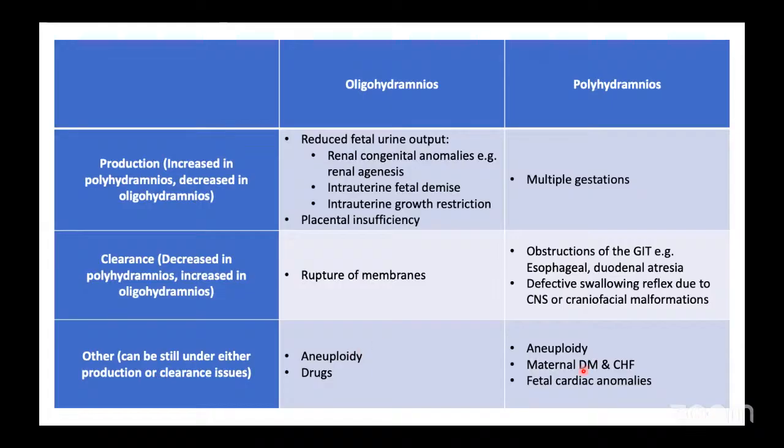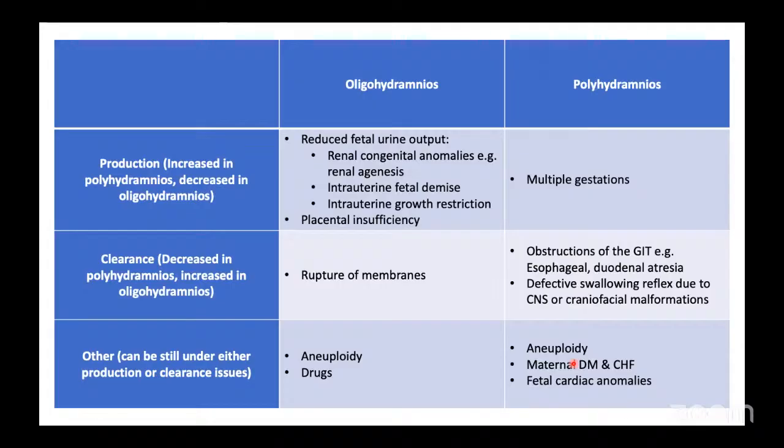Other causes can either cause production or clearance problems, and they're listed here. So both of them will have aneuploidy. Drugs will also be there in both of them, depending on which ones are involved. Polyhydramnios, you have maternal diabetes, which can lead to increased production, and congestive heart failure, which can reduce clearance, and then fetal cardiac anomalies, which also reduce the clearance.